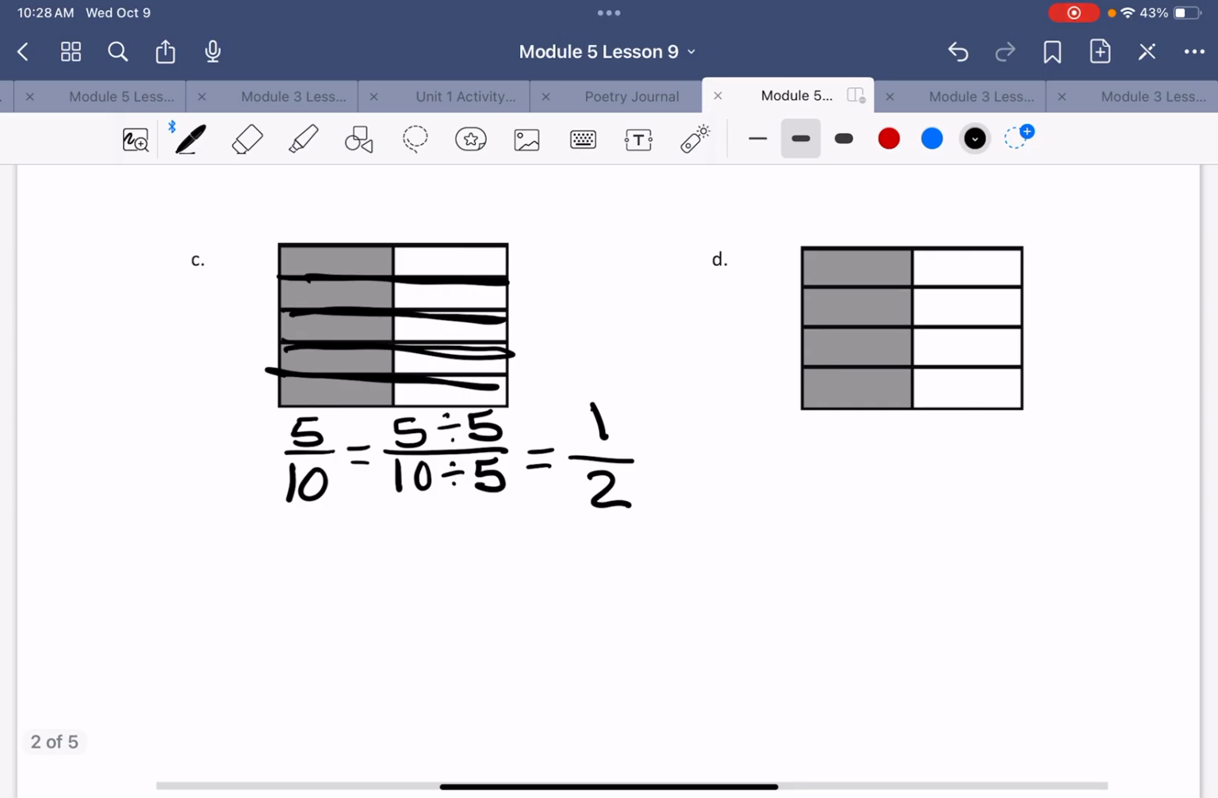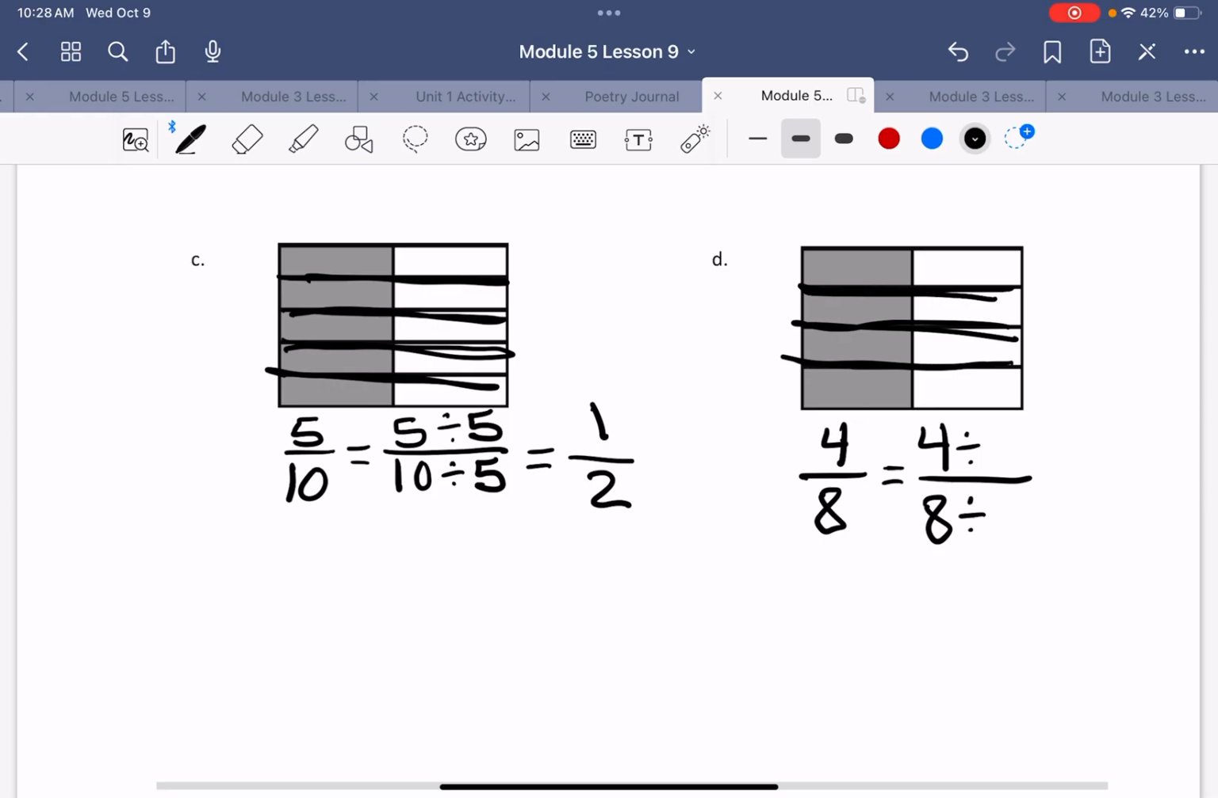Looking at the next one, count the parts that are shaded out of the total. So we have 4 shaded out of 8. So we take 4/8 and we're going to divide it. We broke it into 4 parts. So we're going to divide by 4. 4 divided by 4 is 1, and 8 divided by 4 is 2. So 4/8 is also equivalent to 1/2, or equal to 1/2.